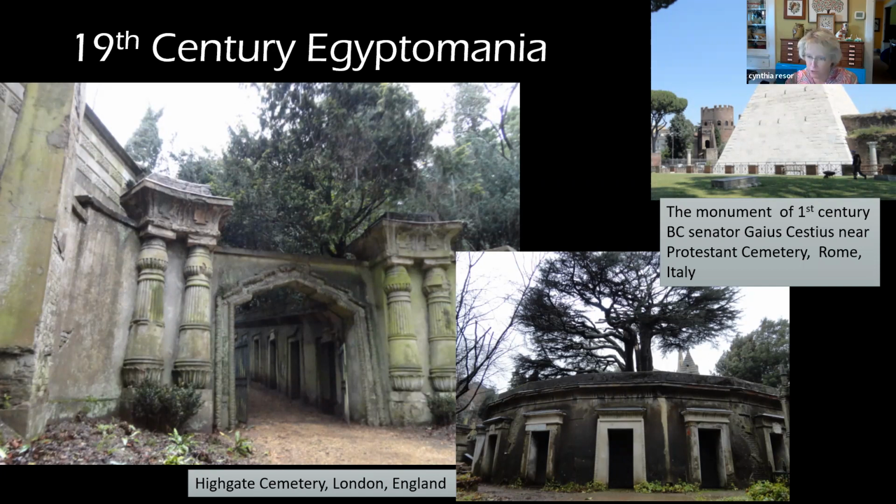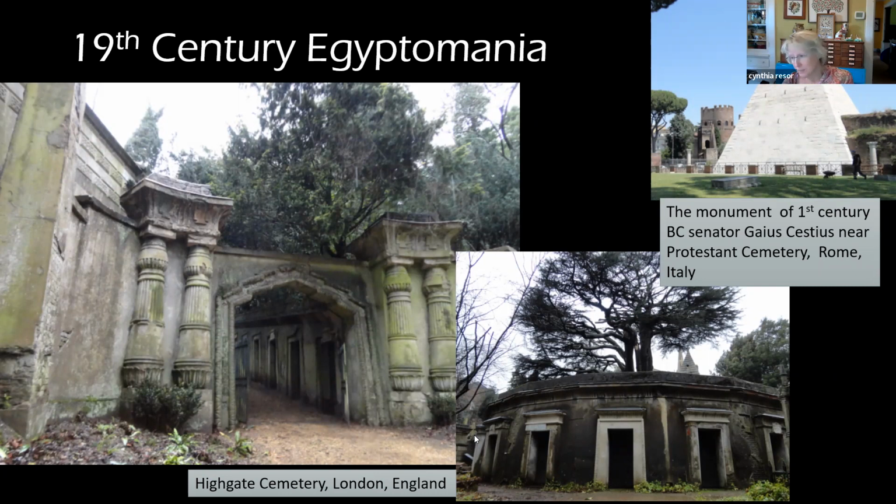But we weren't the first ones to model after Egypt. This is a 1st century BC tomb of a senator in Rome. And he built a tomb that looked like an Egyptian pyramid. Now, it is located next to a Protestant cemetery that was built, I think they started in the 1800s. But even the ancient Romans thought, oh my God, the Egyptian funerary monuments are really cool.